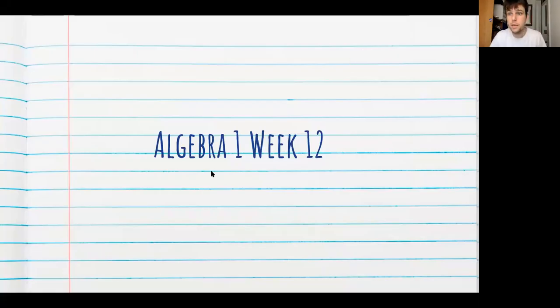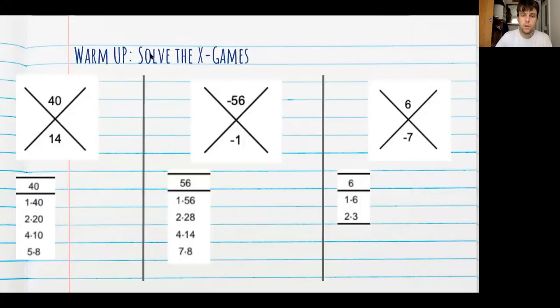All right, so we're going to be mostly covering learning target 5.3, which is factoring by GCF in this video, though there will also be some review of some other concepts. So let's go ahead and go here. We have some X game problems here to sort of warm us up. Feel free to pause the video at this point and try these problems if you want to. I'm going to go ahead and start solving them.